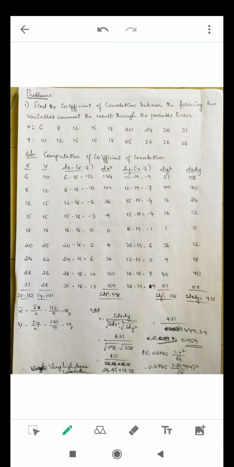After calculating all those values, we finally get PE equal to 0.0219. Anyhow, we got a positive value, hence the correlation is of a very high degree in nature, or we can write very high degree correlation.